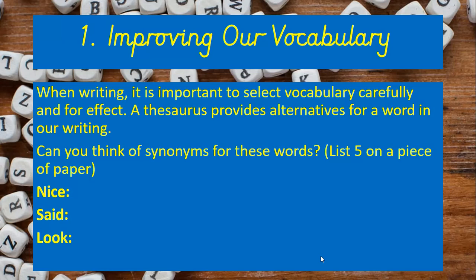So, improving our vocabulary. When writing, it's important to select vocabulary for effect. A thesaurus is a really useful tool that gives us synonyms for words to up-level our vocabulary. A synonym is a word that has a similar meaning. Below, I've given you 3 words: nice, said, and look. I'd like you to come up with 5 synonyms for each of these words.